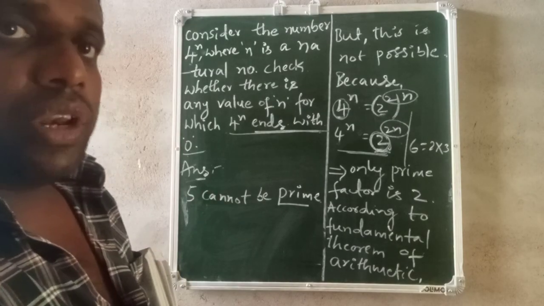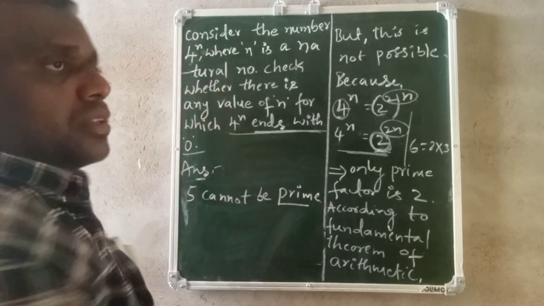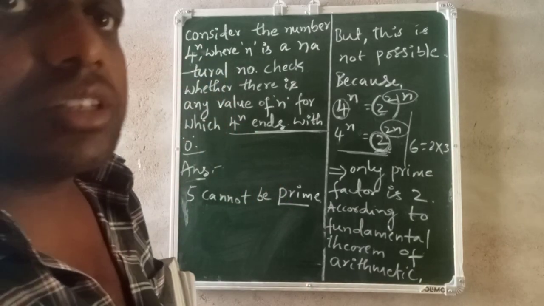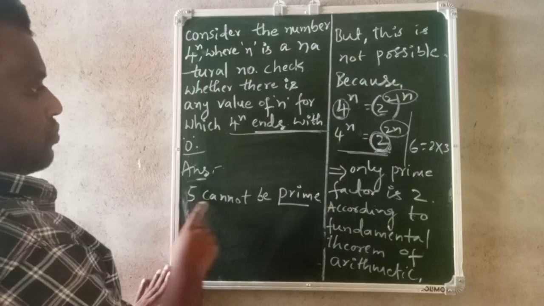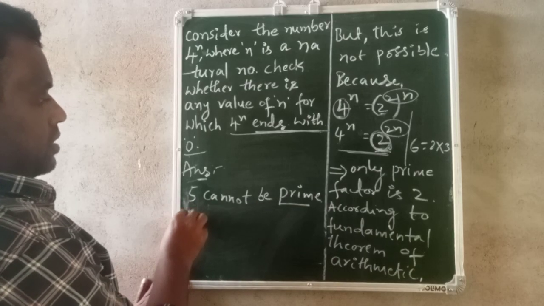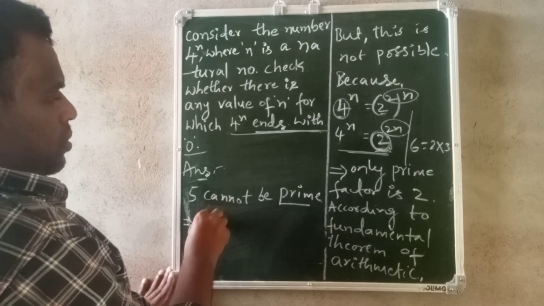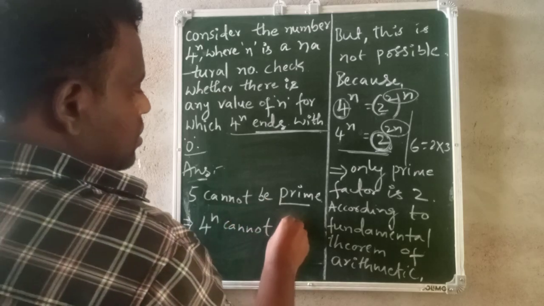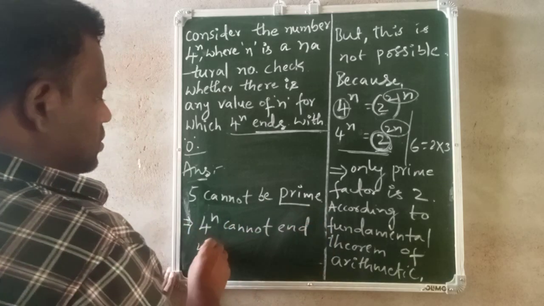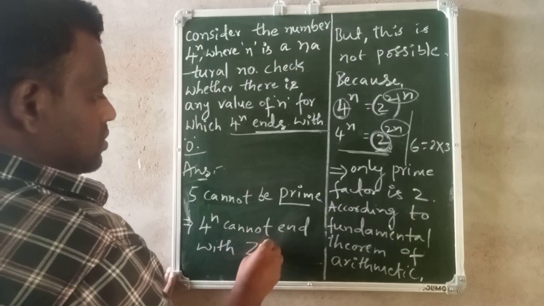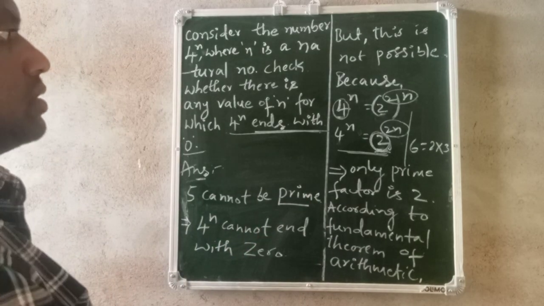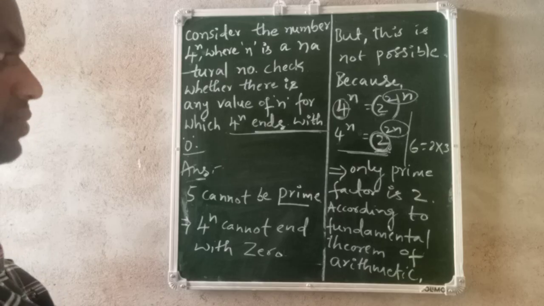When 5 will not divide this 4 to the power of n, what does that mean? This 4 to the power of n will not end with a 0. So that implies 4 to the power of n cannot end with 0. Okay? Like that.